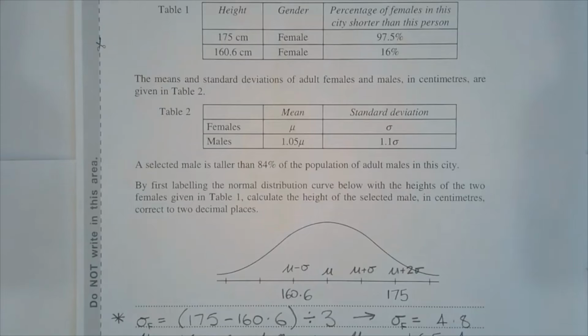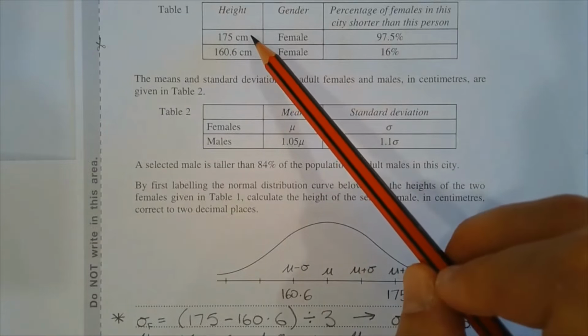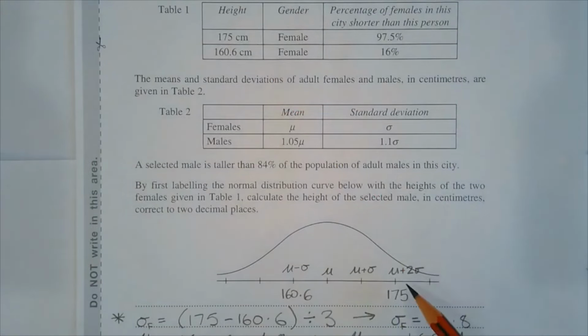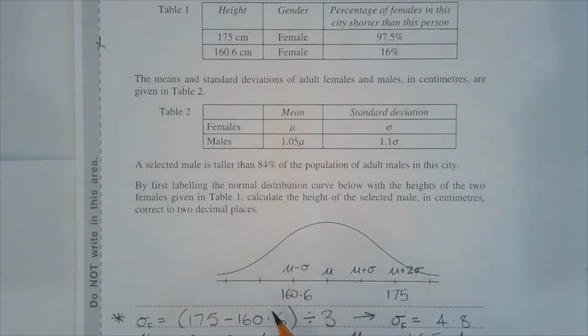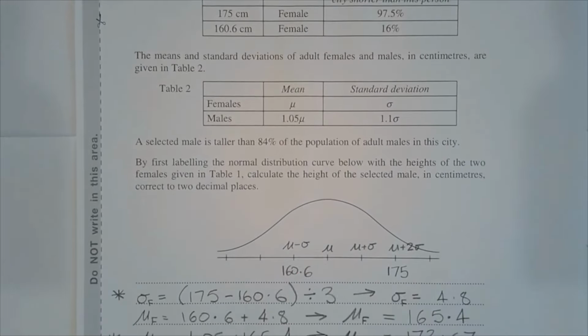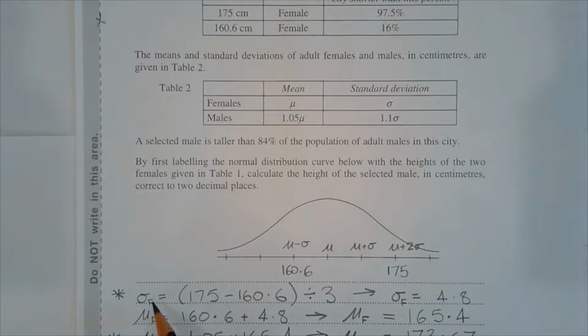By the empirical rule, a female of height 175 centimetres is 2 standard deviations above the mean, and a female of height 160.6 centimetres is 1 standard deviation below the mean. There are 3 standard deviations in between 160.6 and 175. The standard deviation of the female population, sigma f, is equal to 175 minus 160.6, so that's the difference between these two heights, divided by 3. So sigma f is equal to 4.8 centimetres.